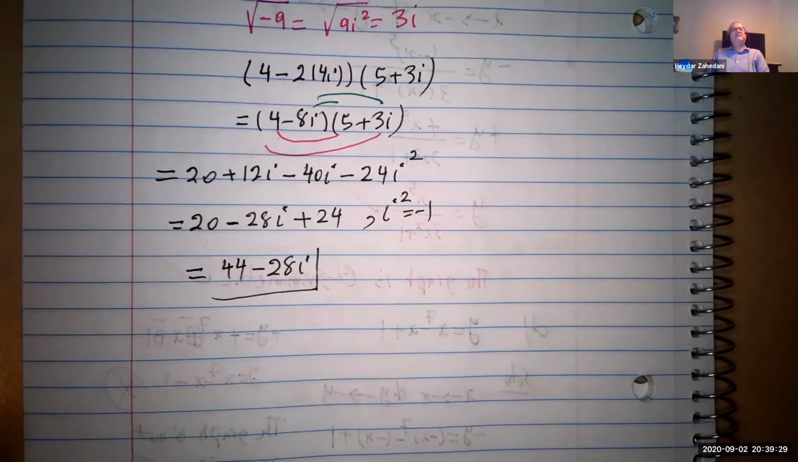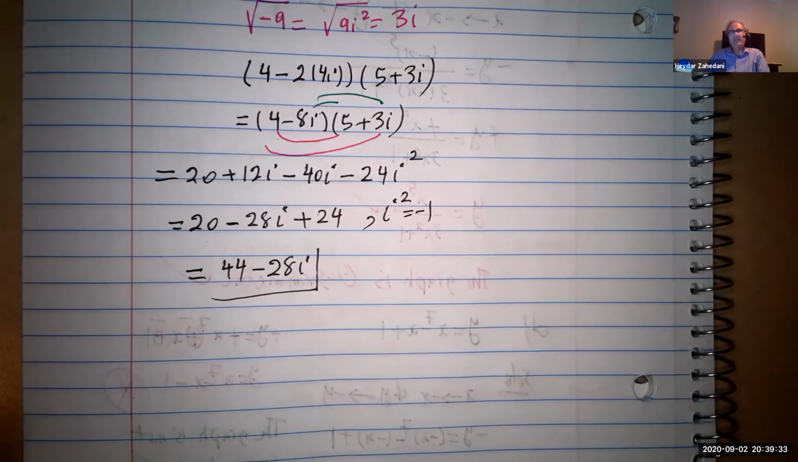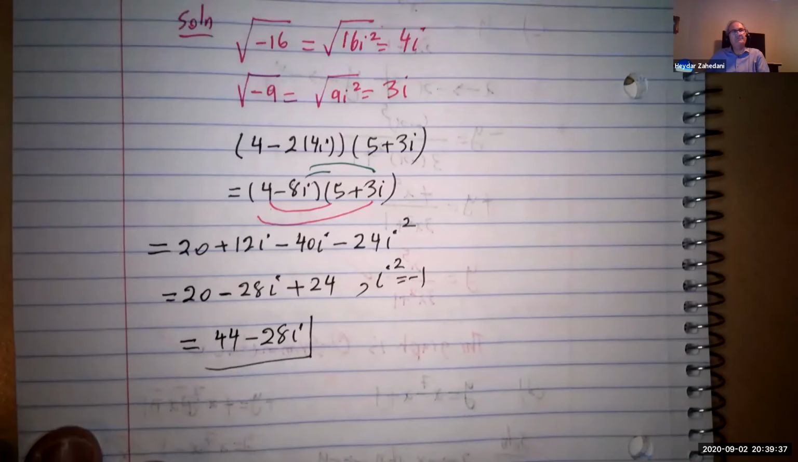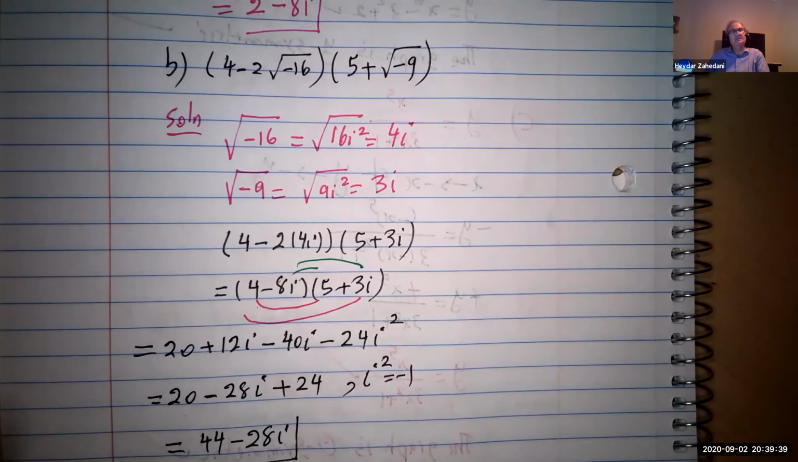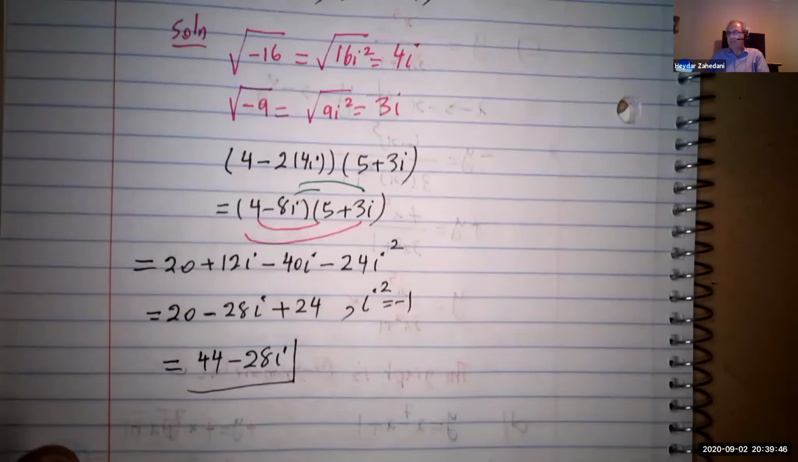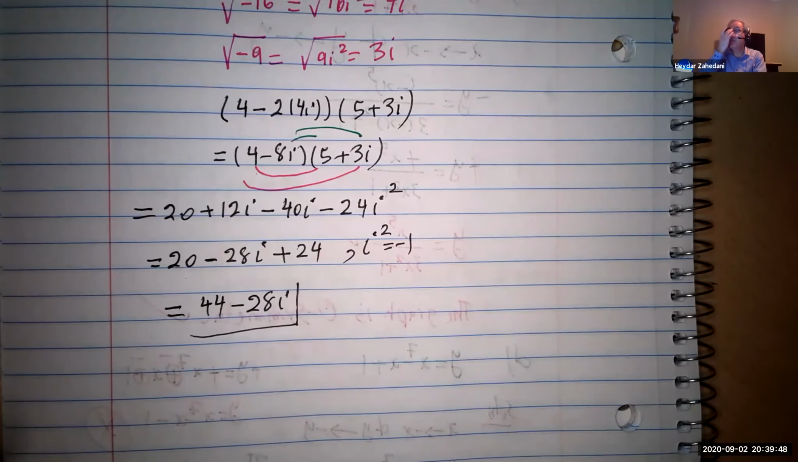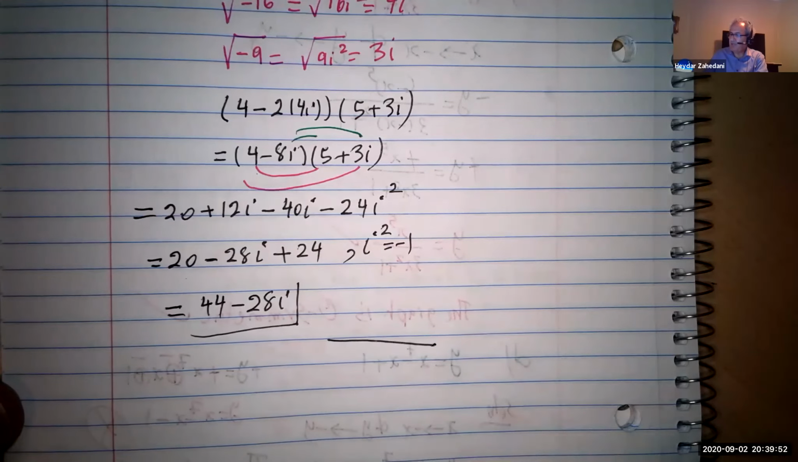Remember, the final answer must be written in the form a plus bi. Any question? So the extra job is that one of them would have these radicals. You have to remove the radical first, change it into the i format, and then do the job. So that was the FOIL method. Now, the tricky one is the next one. Any question? The tricky one is division.